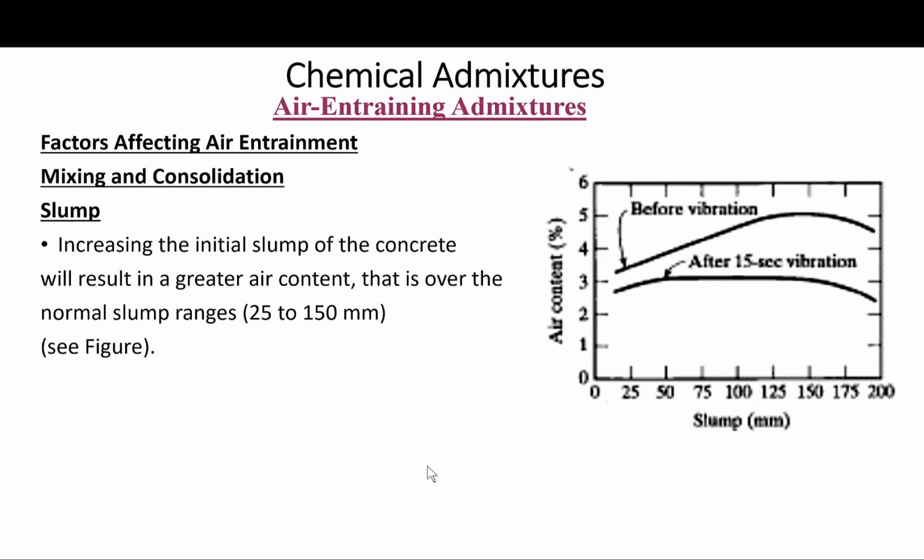Also, the slump has an impact. As you can see, increasing the initial slump of the concrete will result in a greater air content, over the normal slump range, 25 to 150 millimeters, as can be seen in this figure. This is before vibration, the increase of the slump, what it does, and this is after vibration. We see how vibration basically reduces the air content automatically. Okay.